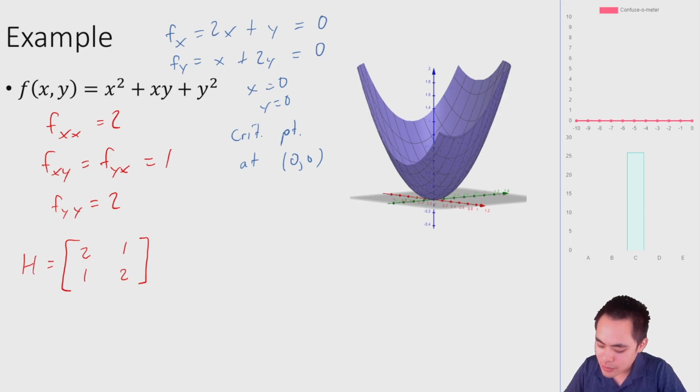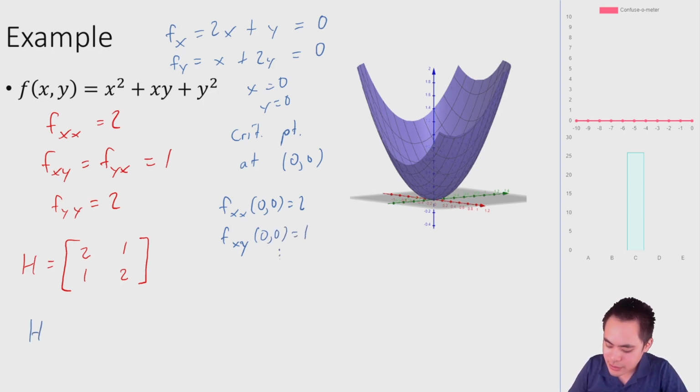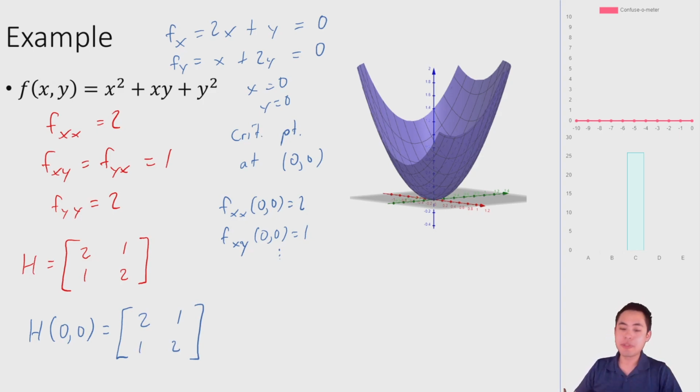And the second thing is, then you need to find that if f_xx is equal to 2, then f_xx at (0,0) is also equal to 2. And f_xy is equal to f at (0,0) is equal to 1, and so on. Okay? So here what we're really saying is that H(0,0), the Hessian matrix at (0,0), is [2, 1; 1, 2]. And so now all we have to do is find the eigenvalues of this.